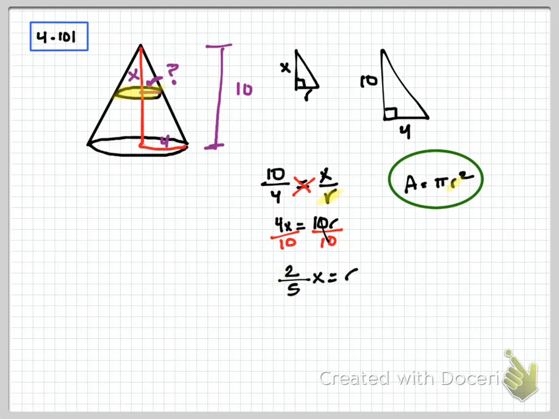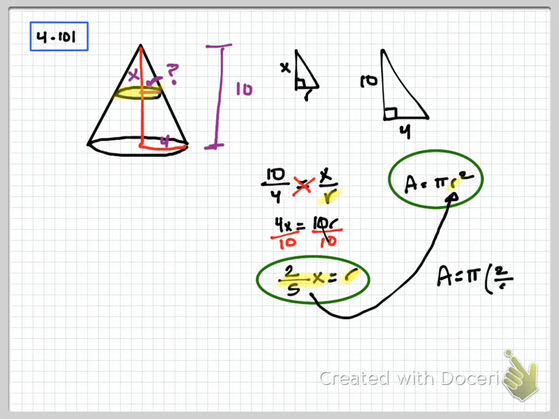Okay. Now that I know this, I can take r, which is all of this, and plug it in to this equation. So I get area equals pi times (2/5 x) squared, which gives me area equals pi 4 over 25 x squared. And now we can write this out as 4 pi x squared all over 25 is my area formula.